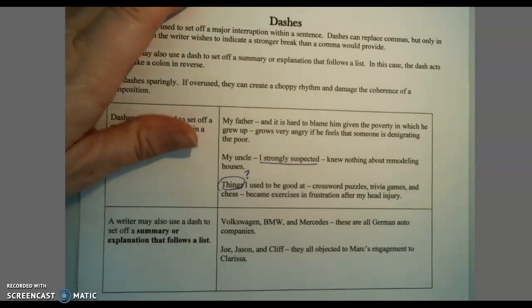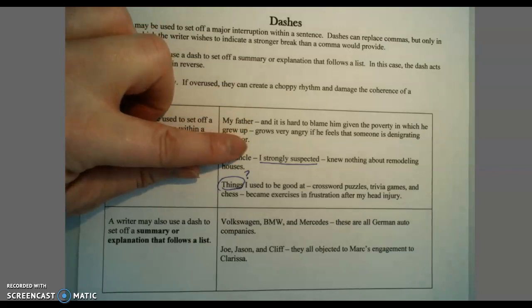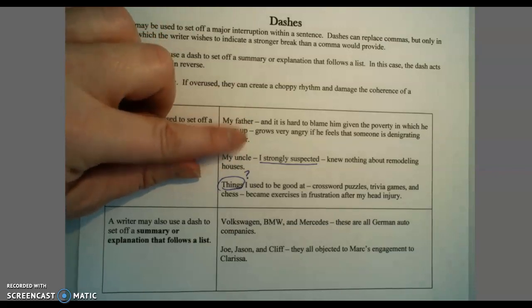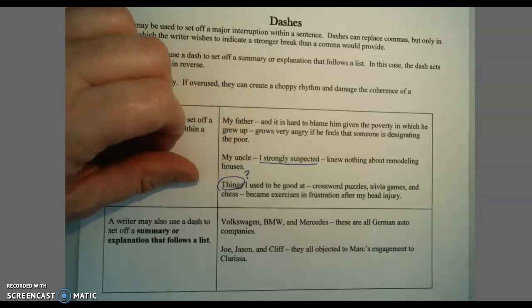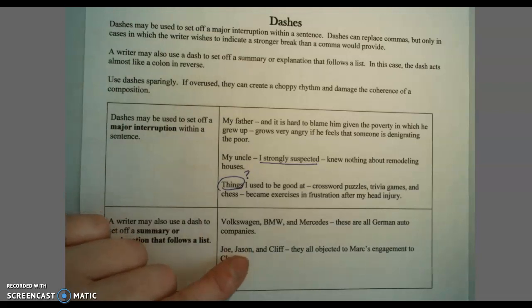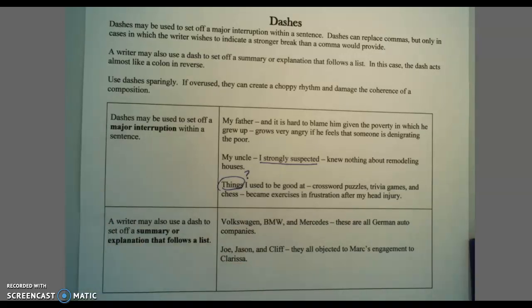Notice that when we are interrupting a sentence, we are using 2 dashes. Just like we would use 2 commas to show that that piece of information could be lifted out and thrown away. When you're using it to set off a list and an explanation that comes after a list, you only use one dash. All right, that's dashes.